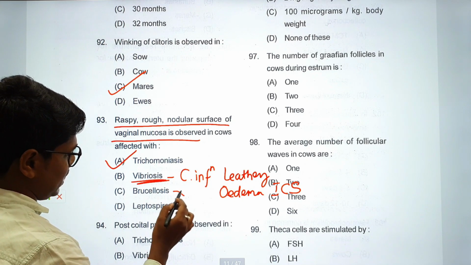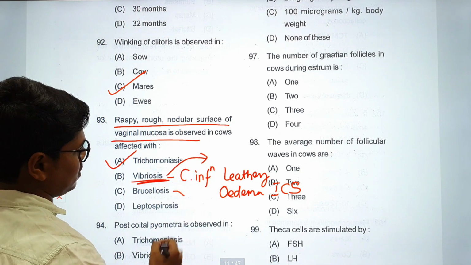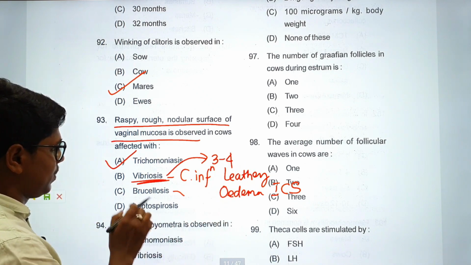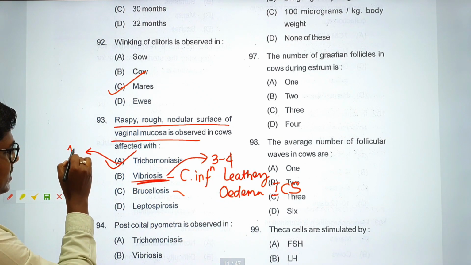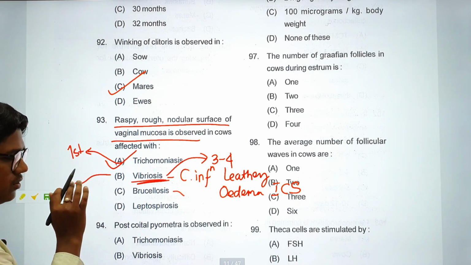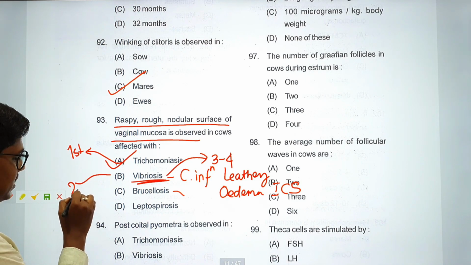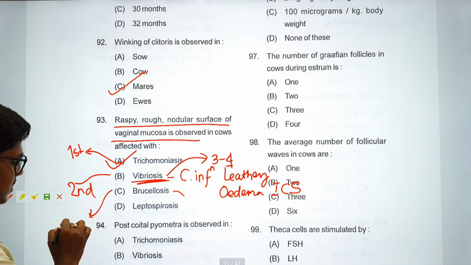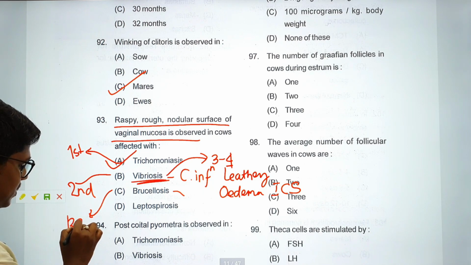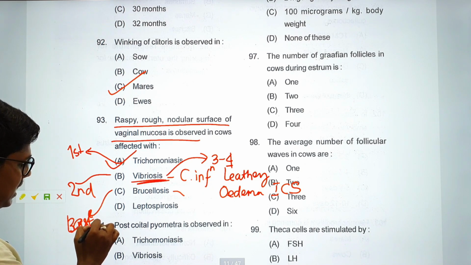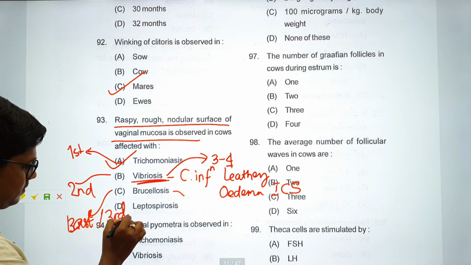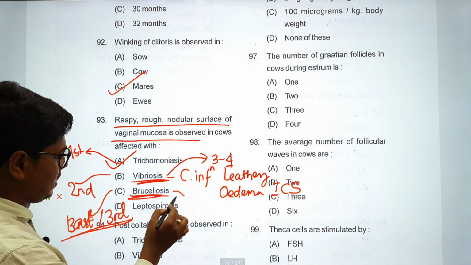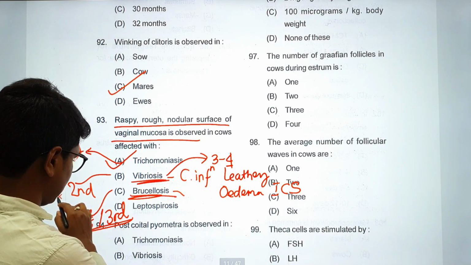Then brucellosis. In Campylobacter, you will find the abortion in 3 to 4 months. If you want to remember in a nicer way, in trichomoniasis, it will be first trimester. Vibriosis, not exactly second, but you can remember as second because from 4th month it is second trimester. Okay, and brucellosis last, or third trimester. Okay, 3, 6, 9. In last trimester, we find abortion in case of brucellosis.